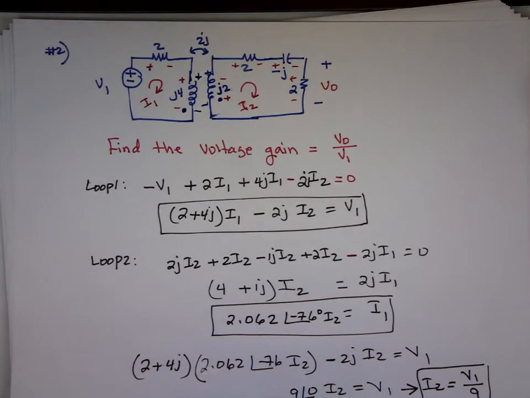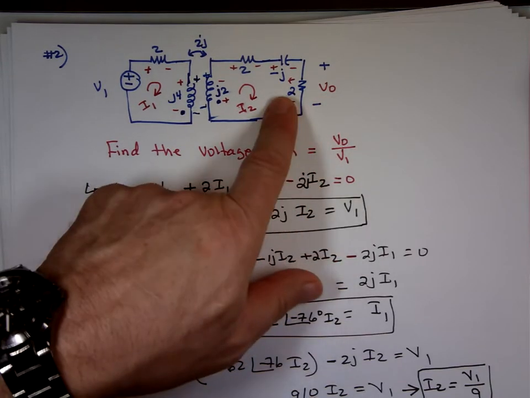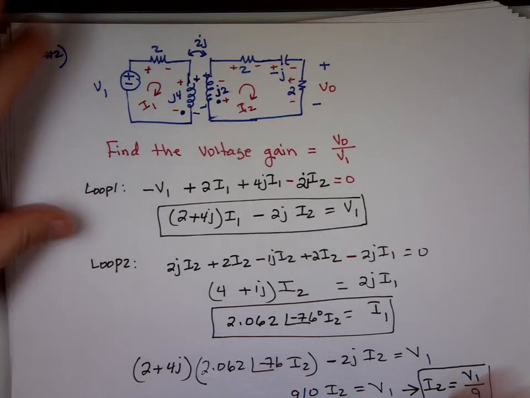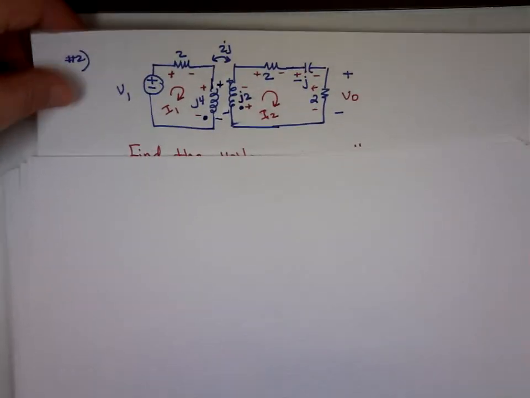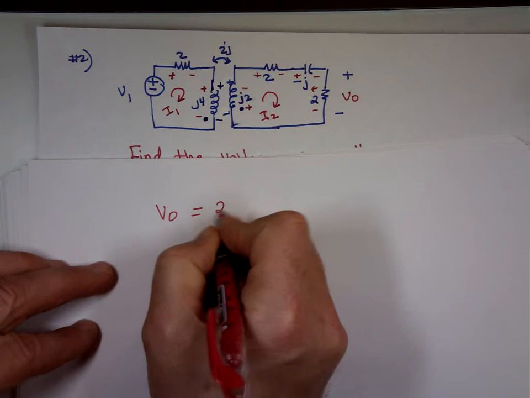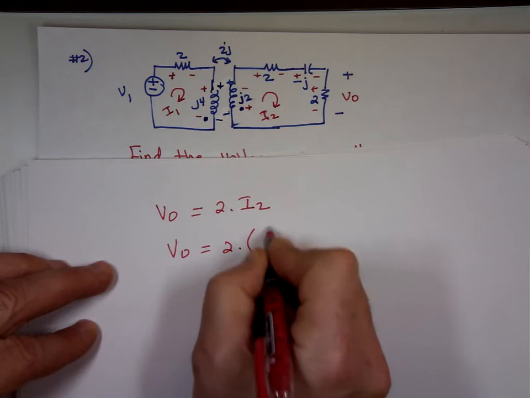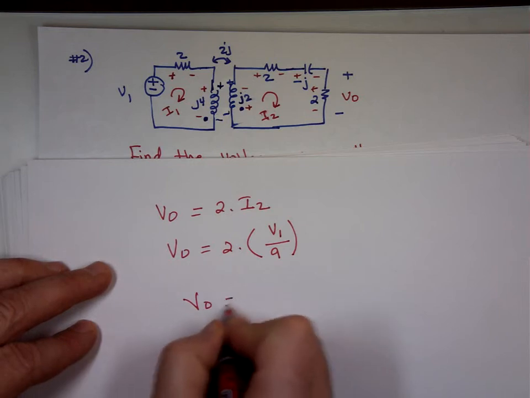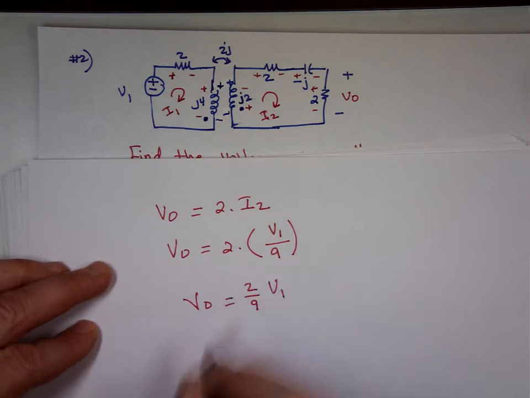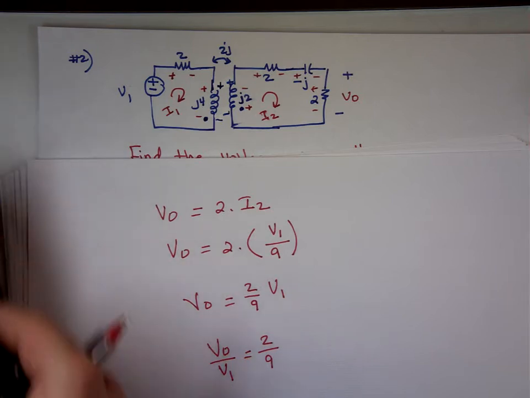Why am I interested in I sub 2? Because the question is, what is V out? V out is 2 times I sub 2. What is I sub 2? We said V1 over 9. V out equals 2/9 V1, and you want V out over V1? 2 over 9.